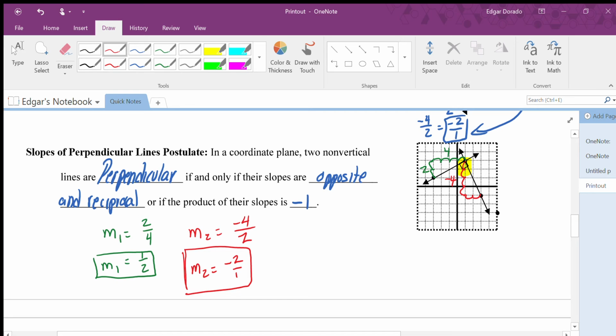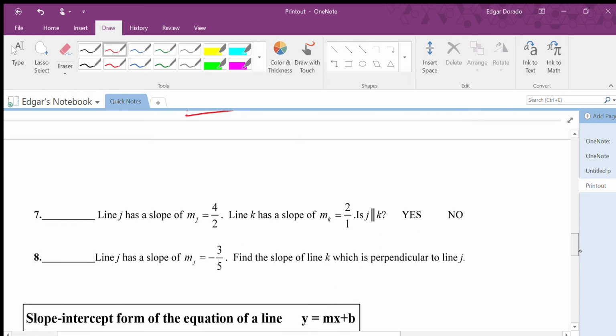Are they opposite signs? Is one of them positive and one negative? Yeah. And then finally, are they reciprocals, meaning the flipped version of the other one? And yes, one is 1 over 2, the other is 2 over 1. So yes, these are definitely opposite and reciprocal. So again, just as a little cheat sheet for you guys here, opposite means opposite signs, meaning positive or negative, and reciprocal just means the flipped version of the other one. Okay, all right, let's go ahead and move on to the back.